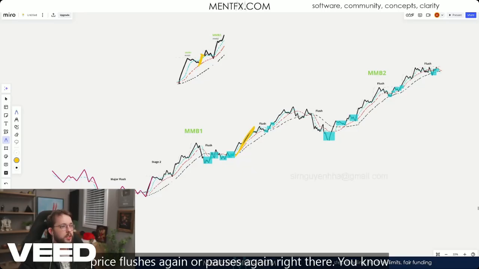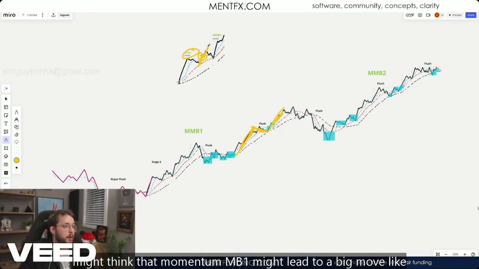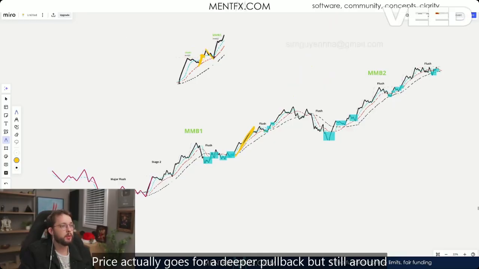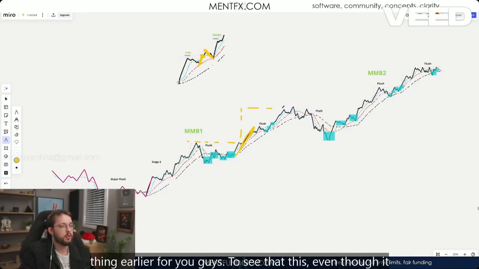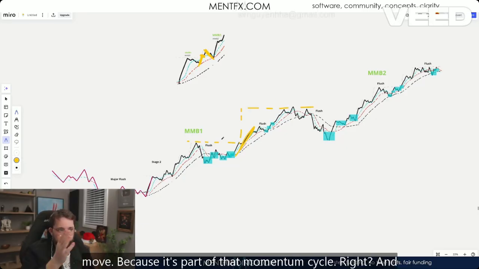Then price flushes again or pauses again right there. You know what that pause is? That's this area right here. That's that pause. And from there, starts a move. And we might think that momentum MB1 might lead to a big move like this, but it doesn't. Instead, what happens? Price actually goes for a deeper pullback, but still around this same area, hence the drawing of the red, and then hence why I drew this thing earlier for you guys to see that this, even though it might be far separated, is still part of that momentum MB move, because it's part of that momentum cycle, right?